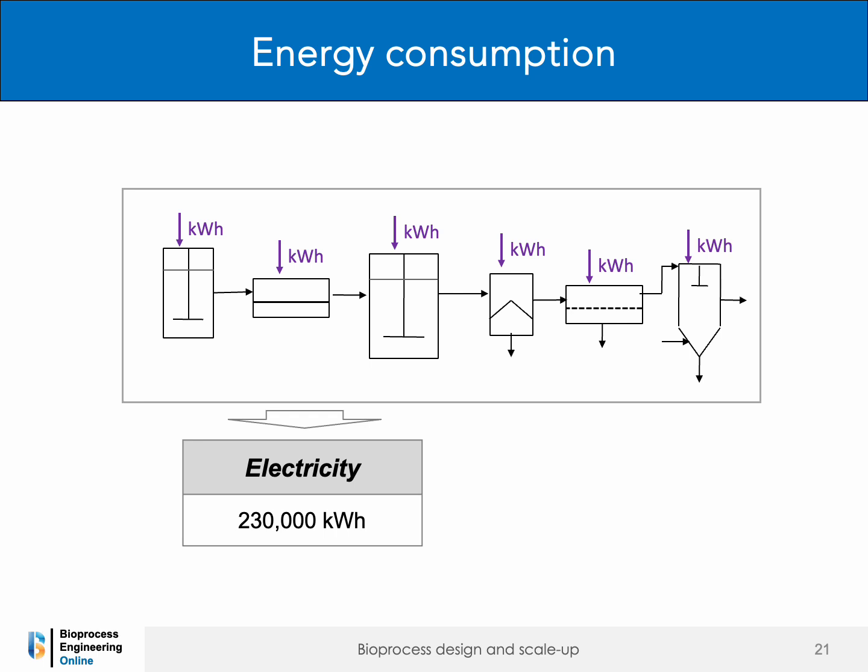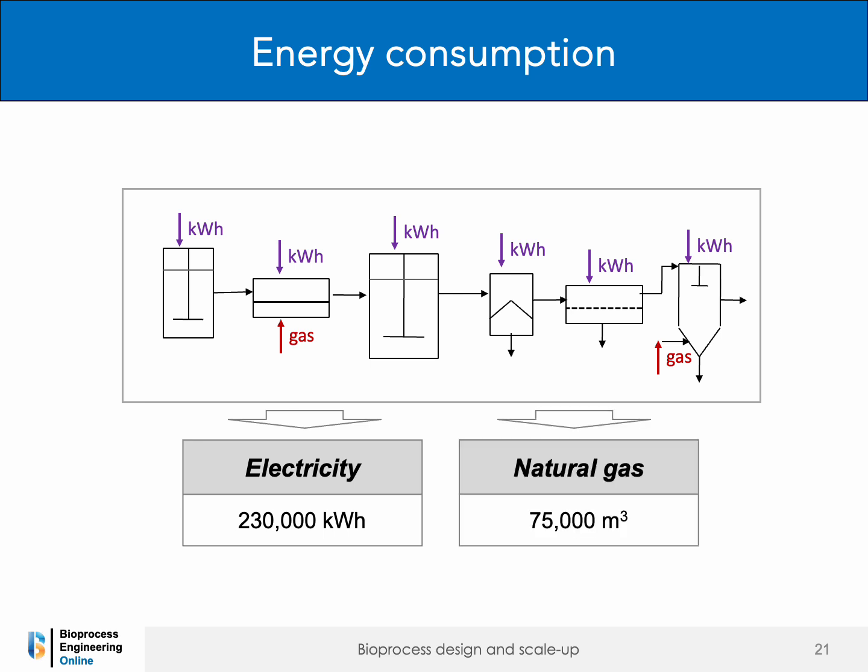Second, heat is necessary for thermal operations, such as sterilization and drying. In the sterilization heat exchanger, heat is generated through a closed-loop steam circuit, which in turn requires natural gas. In the spray dryer, air is directly heated through the combustion of gas. These two operations contribute to an annual consumption of 75,000 cubic meters of gas.